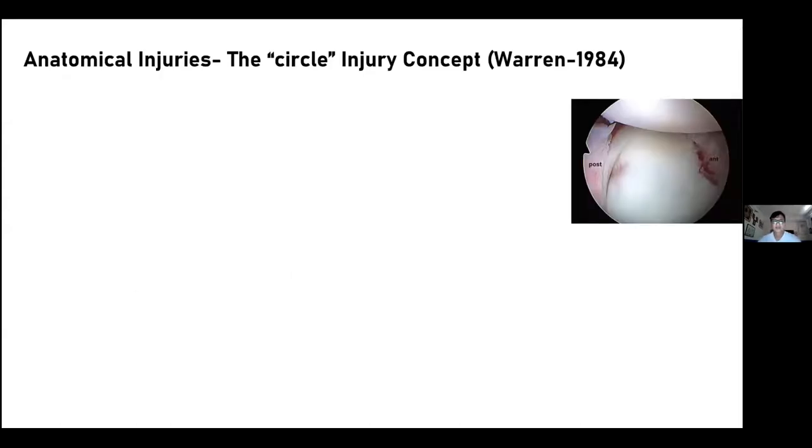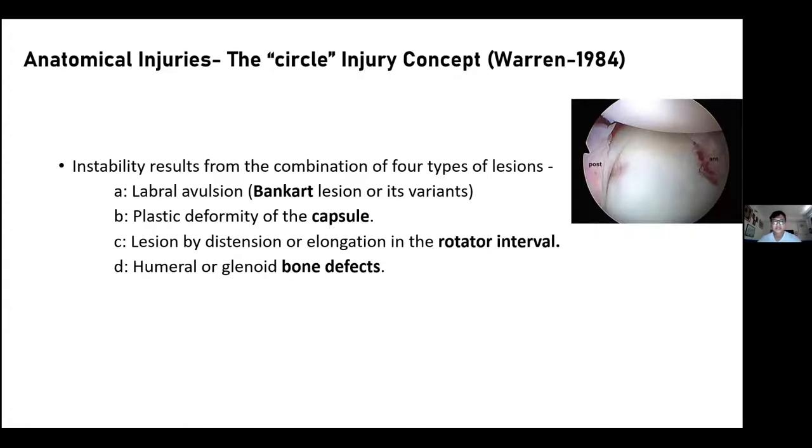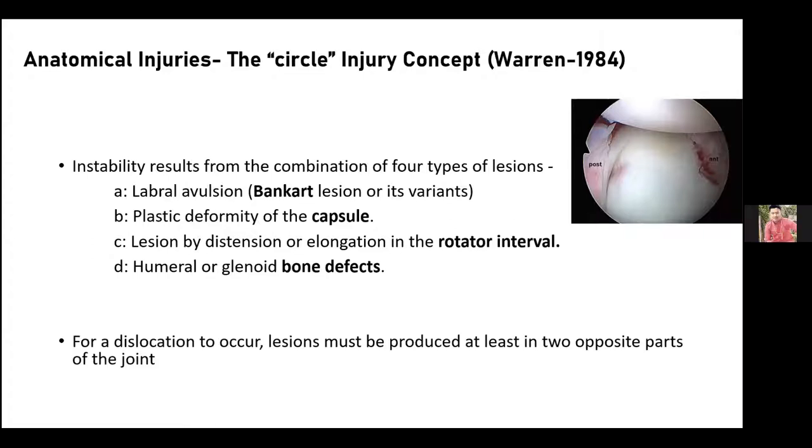So there is something called the anatomical injury concept, which was given by Warren back in 1984. Though newer concepts have come in shoulder instability, it is one of the oldest concepts. He says that the instability will result from a combination of four types of lesion. Either there's labral avulsion, that is Bankart lesion or its variant, there is plastic deformity of the capsule, there is a lesion by distension or elongation in the rotator interval, or there are humeral or glenoid bony defects. And he says that for a dislocation to occur, the lesion must be produced at least in two opposite poles of the joint.